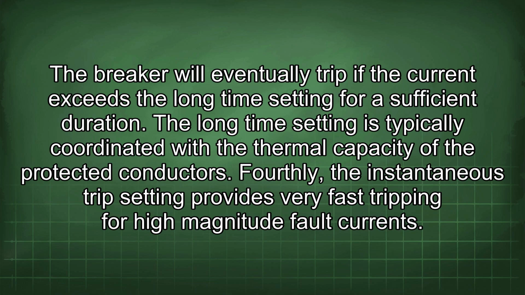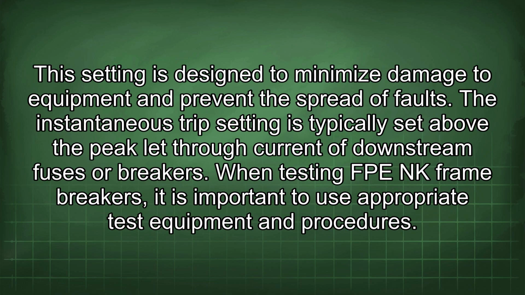Fourthly, the instantaneous trip setting provides very fast tripping for high magnitude fault currents. This setting is designed to minimize damage to equipment and prevent the spread of faults. The instantaneous trip setting is typically set above the peak let-through current of downstream fuses or breakers.